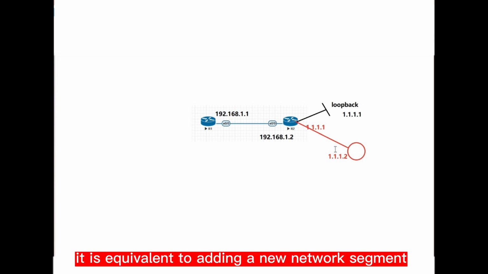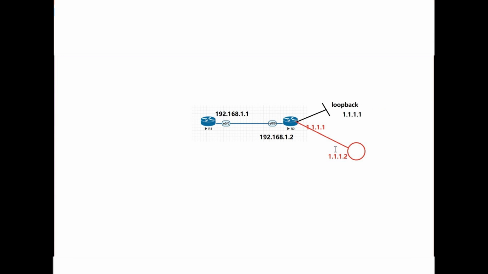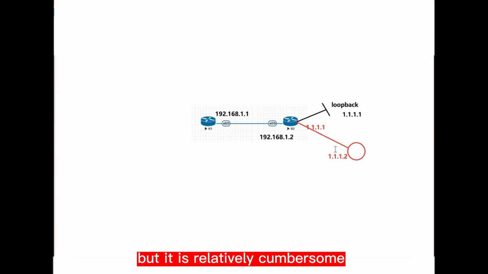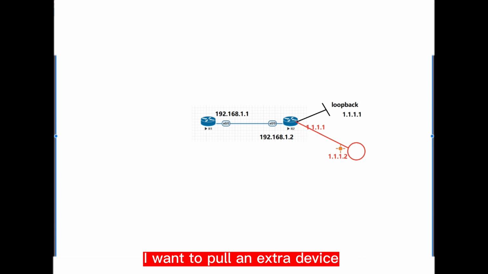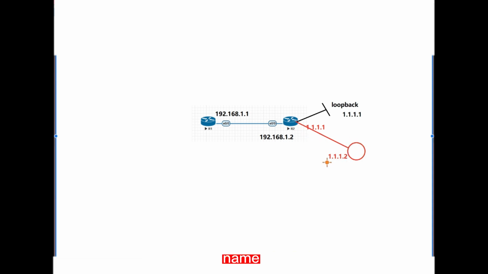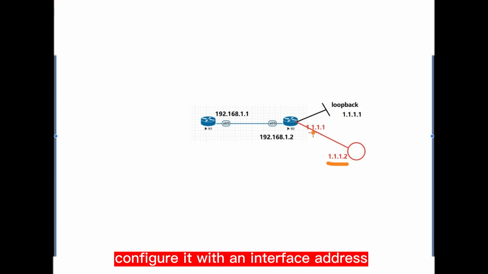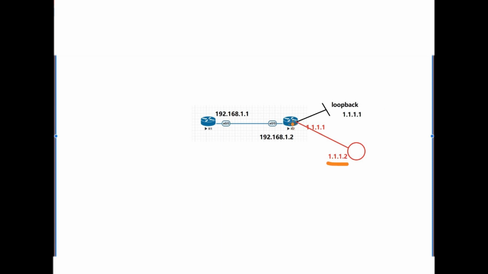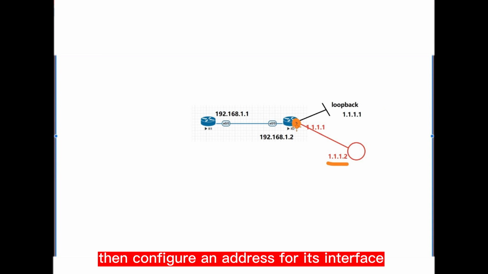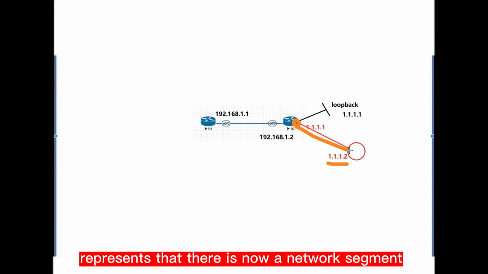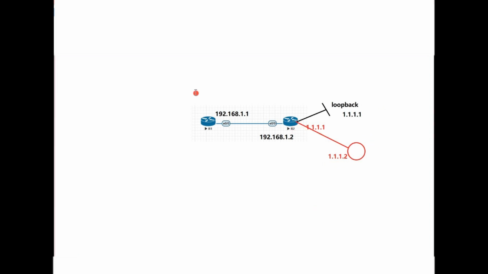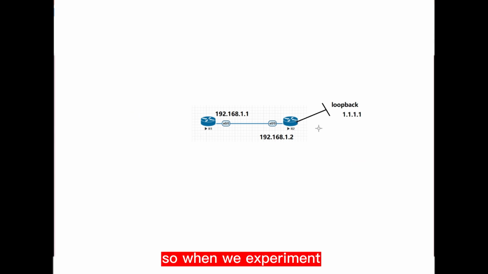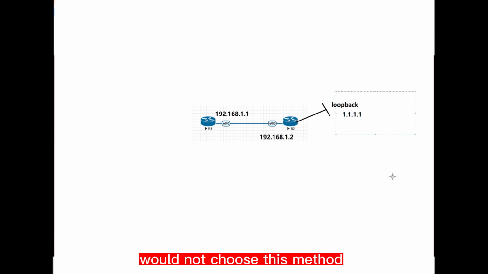It is equivalent to adding a new network segment, but it is relatively cumbersome. When configuring, I have to pull an extra device, power on the device, name it, configure it with an interface address, and then configure an address for its interface. This represents that there is now a network segment. This way is troublesome, so when we experiment, we would not choose this method.